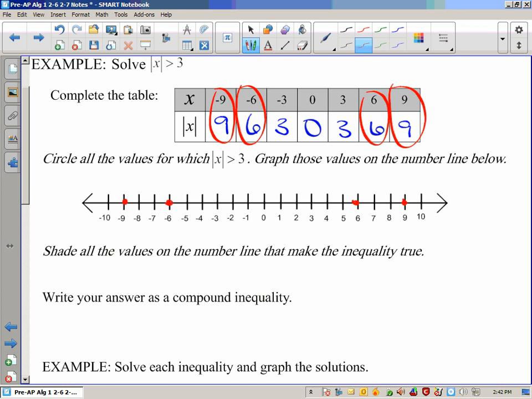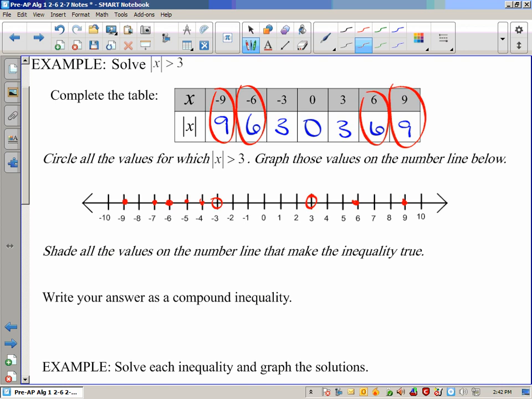So if we shade in here, what values make the inequality true? If you think about it, absolute value of 7 is 7. That's greater than 3. Absolute value of negative 5 is 5. That's greater. Absolute value of negative 4 is 4. That's greater. But again, absolute value of negative 3 is 3. It has to be greater than, not equal to. So open circle. Absolute value of 2 is 2. 2 is not more than 3 units from 0, so I can't include those.